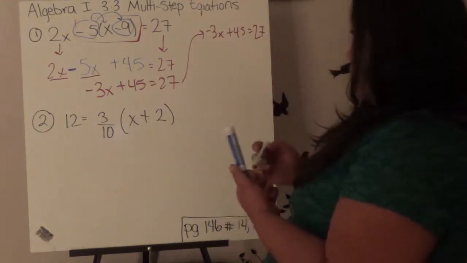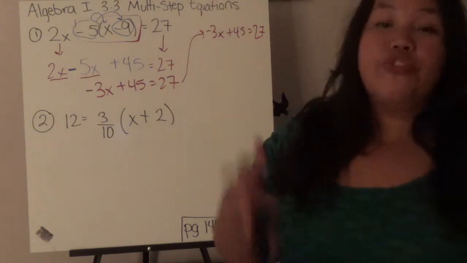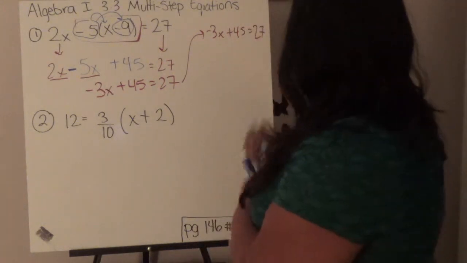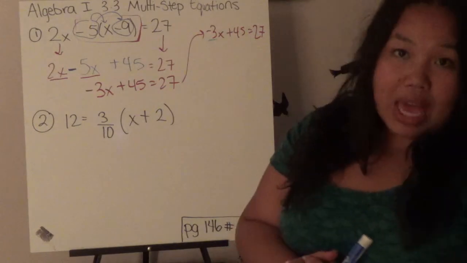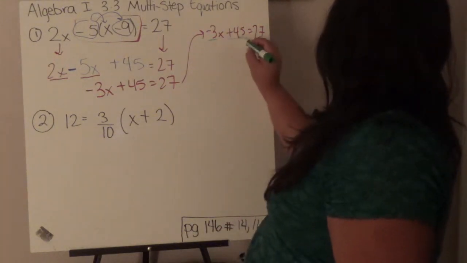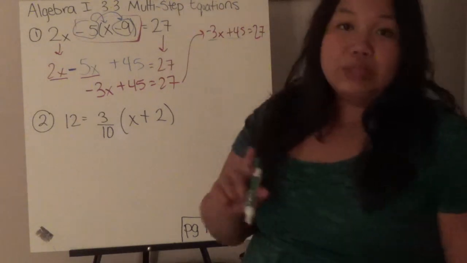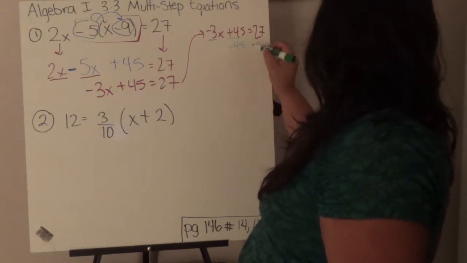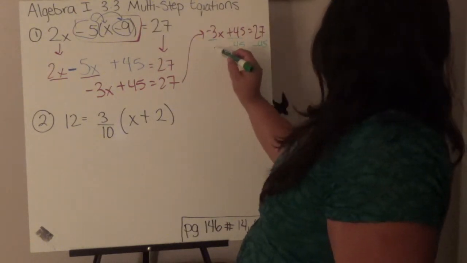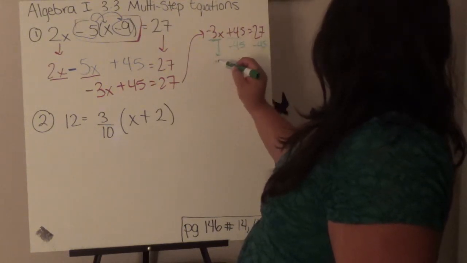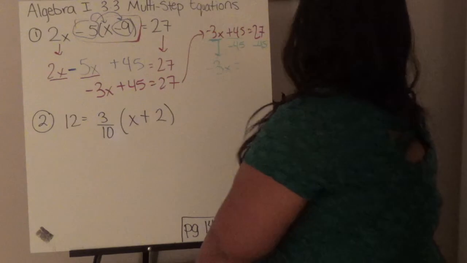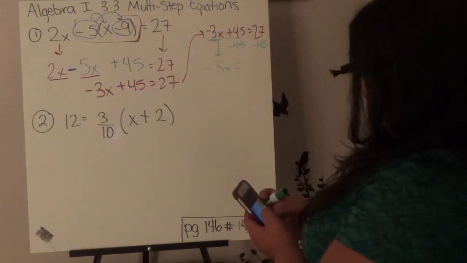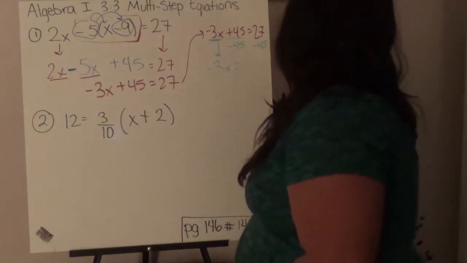Okay? Now, I'm going to first get rid of the friends furthest away from x, and then I'm going to go closer in. The one furthest away, because the 3 is directly connected to my x, is this 45. How is this 45 connected to the rest? It's being added. So the opposite would be to subtract 45. Okay? I end up with this whole thing being brought down. Negative 3x equals 27 minus 45, which is negative 18.